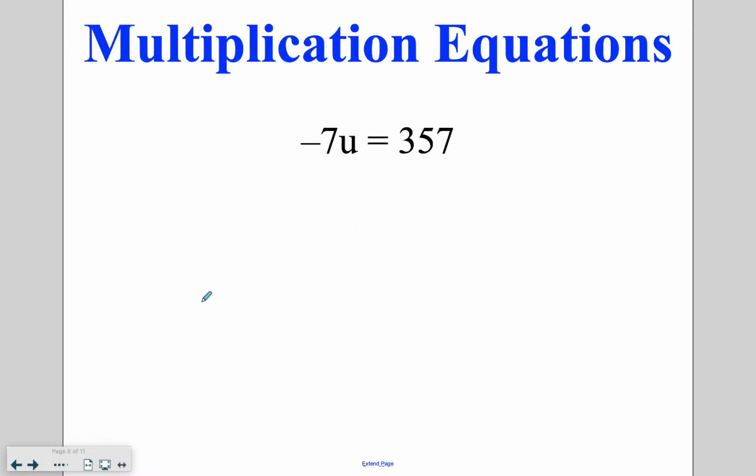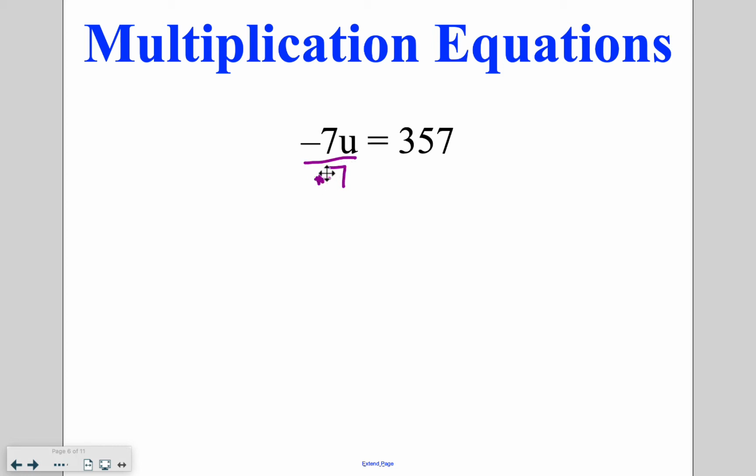Moving on to the multiplication equations. In order to get rid of multiplication, we need to use division. One thing you really have to pay attention to with both multiplication and division equations is if the coefficient, the number in front of the variable, is positive or negative. If that value is negative, you need to divide, in this case, by not just 7, but negative 7.